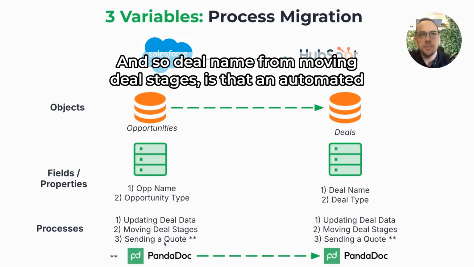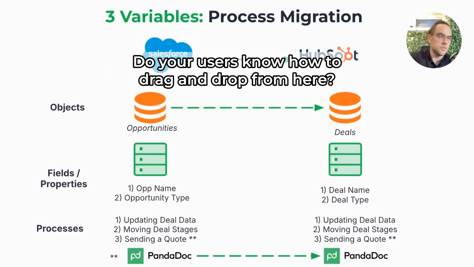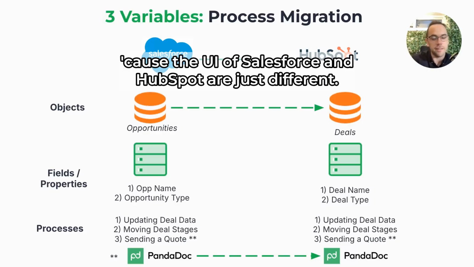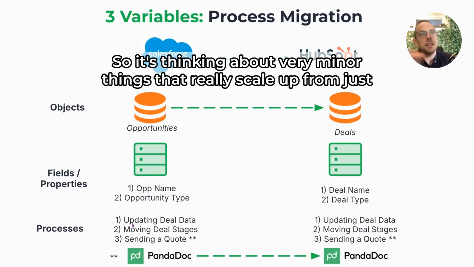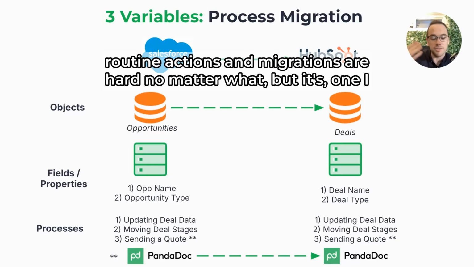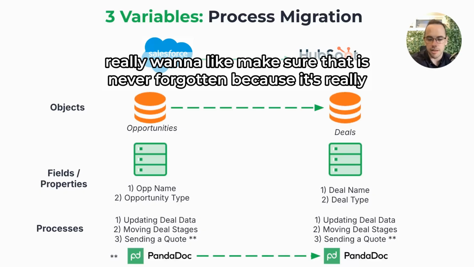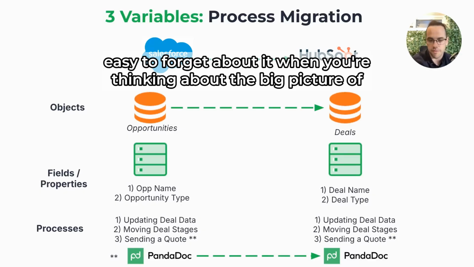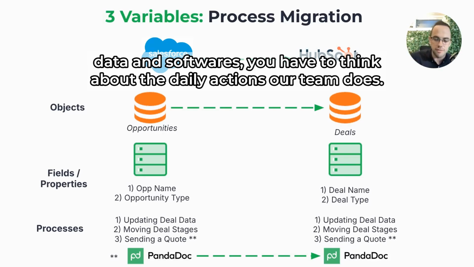And for moving deal stages, is that an automated thing or a manual process? Do your users know how to drag and drop from here? Because the UI of Salesforce and HubSpot are just different. So it's thinking about very minor things that really scale up from routine actions. Migrations are hard no matter what, but this is one I really want to make sure is never forgotten, because it's really easy to forget about it when you're thinking about the big picture of data and software. You have to think about the daily actions our team does.